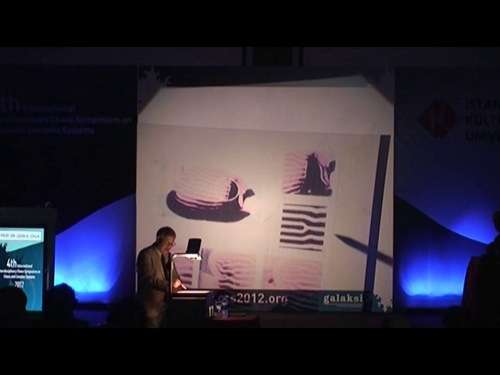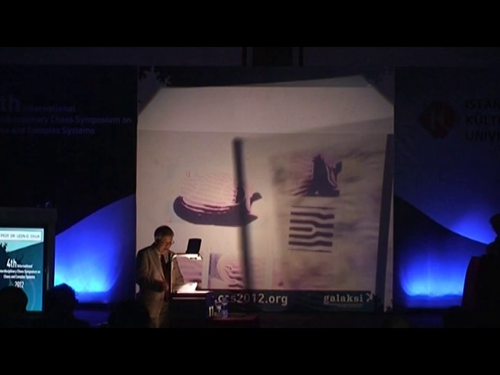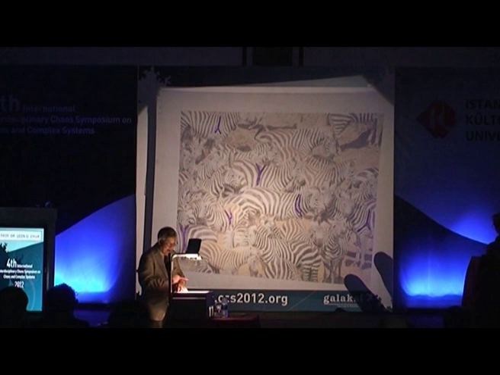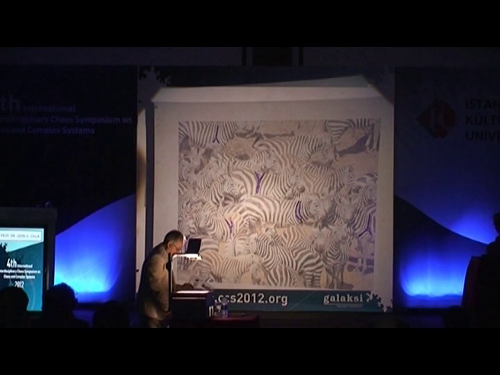Zebra fish, angelfish, and in the zebra, you get this opening to the right or opening to the left. This opening downward, opening upward. So how does it happen? Again, these cells are all identical.